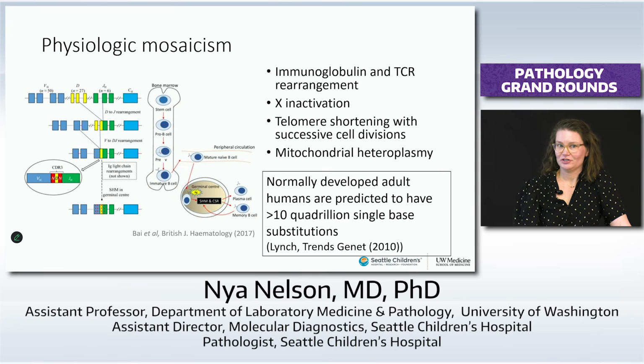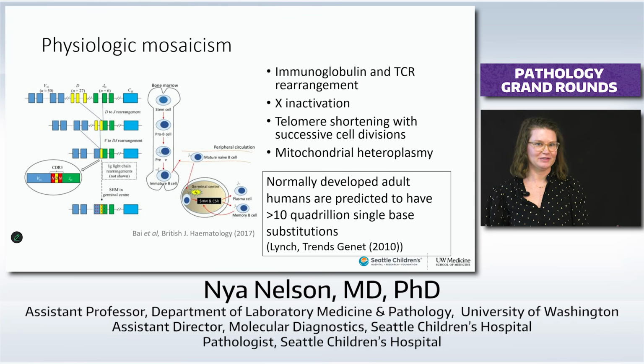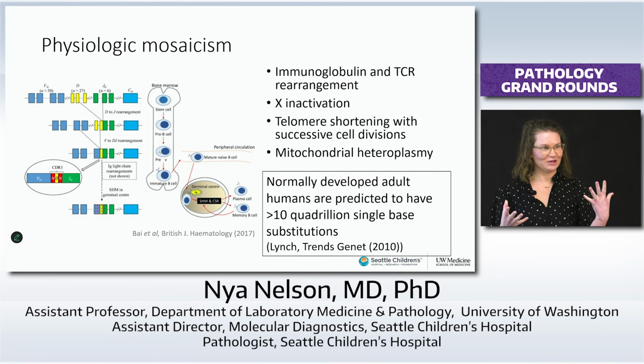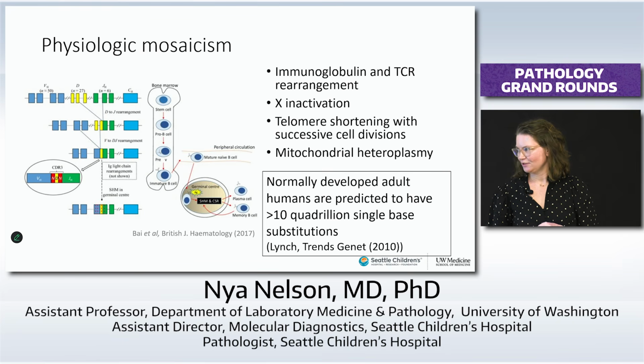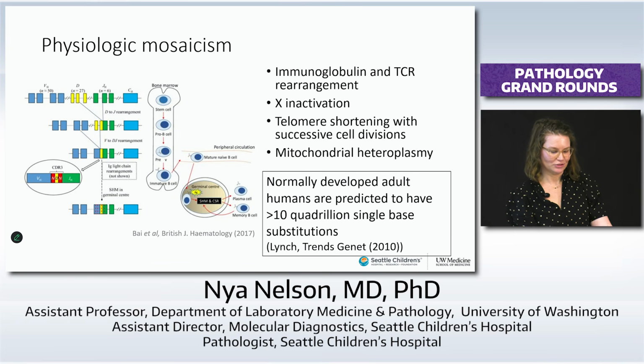There are a few different large-scale studies currently ongoing to classify the spectrum of mosaicism within an average adult. But this paper from 2010 did a nice job of trying to estimate what it would be. In your average, normally developed human adult, you have about 10 quadrillion single base substitutions in your genome that presumably were not there at the time when you were born. So we're all accumulating these over time.